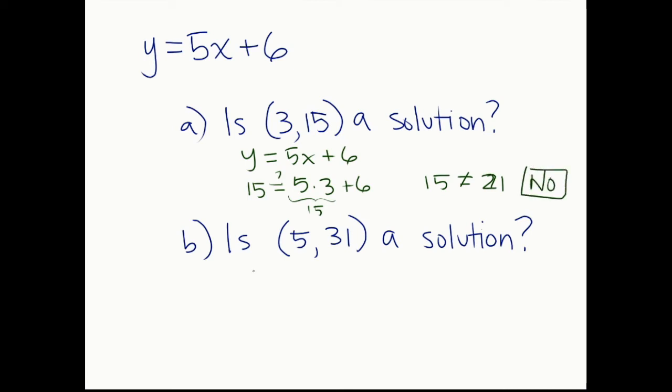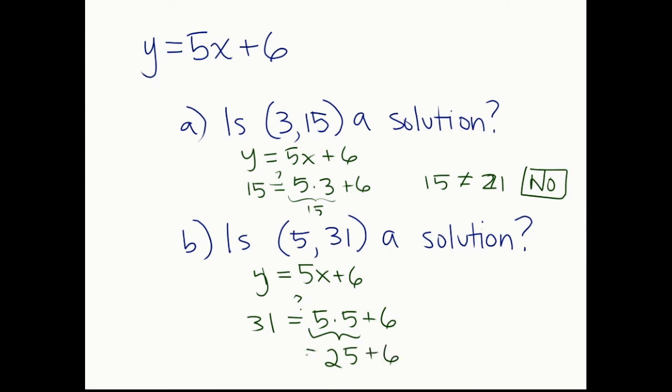Down here, y equals 5x plus 6. That's a y. If I plug in 3, 31 and 5 into this equation, I find that I have 31 equals question mark. This is going to be 25 plus 6 down here. Does this equal 31? Yes, it does. 31 equals 31. We are good. So yes, this is a solution.